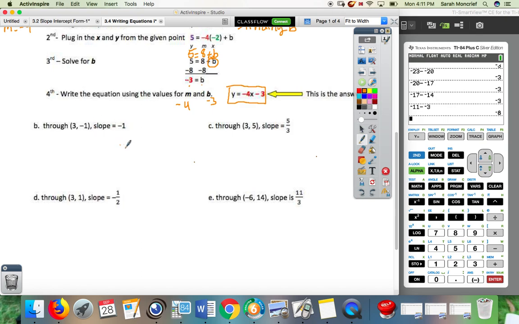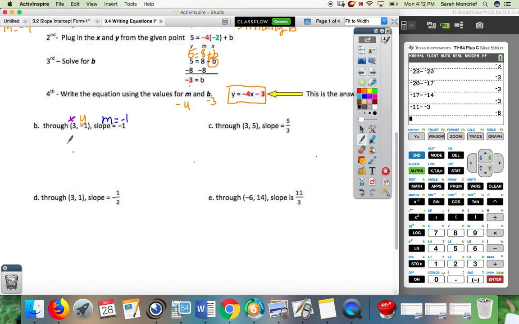So, my first step to do, I like to always do, is label everything I have. So, do I have an m? Yes, my m is equal to negative 1 because my slope is negative 1. Now, I don't have a b, but I do have an x and a y. What's my x? 3. And what's my y? Negative 1.